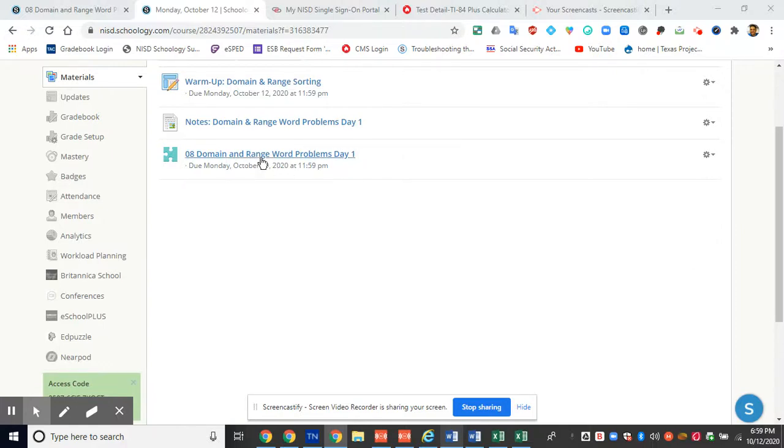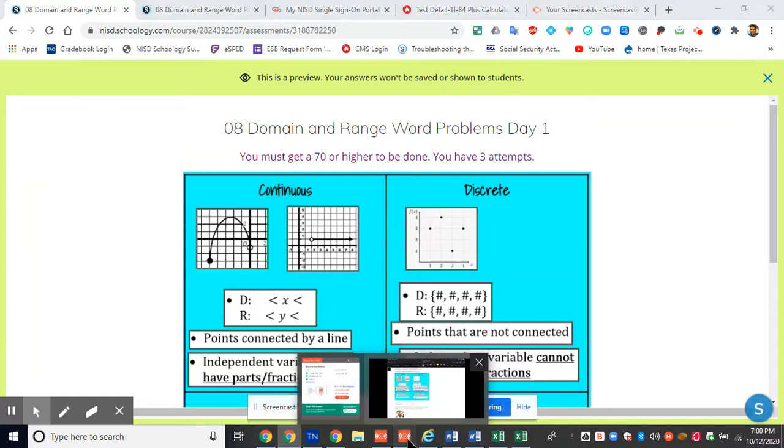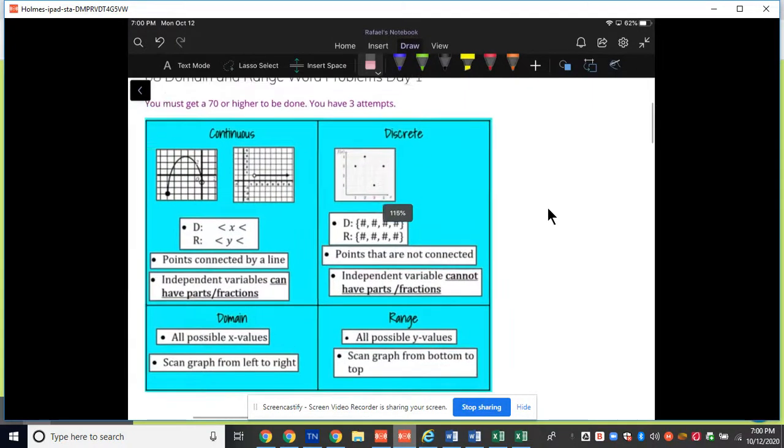So, this was your assignment today, 08 domain and range, word problems day 1. And when you click on it, it should look just like this. Okay, so these are some important notes that we're going to reference as we're working on 3 of these homework problems. There's 6 altogether. So, let me go ahead and share my iPad screen and we'll work these out together.